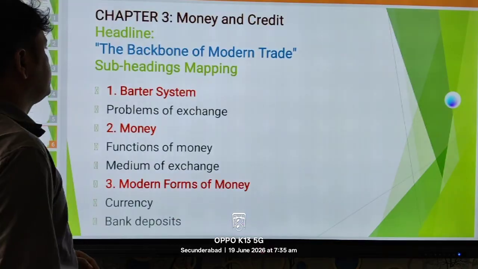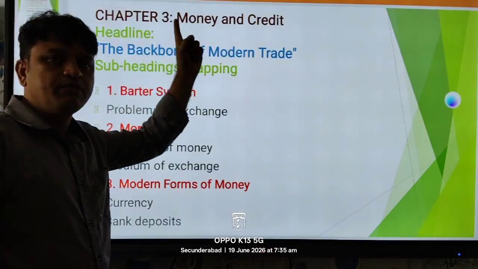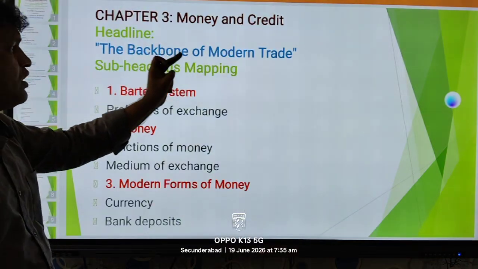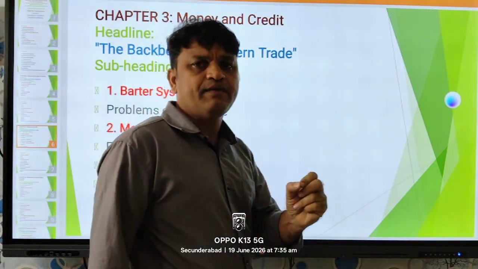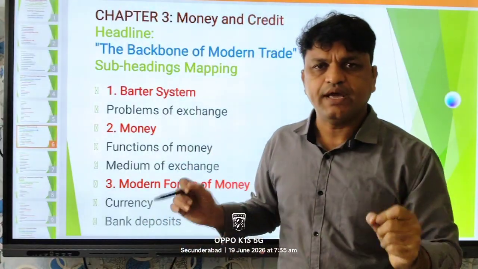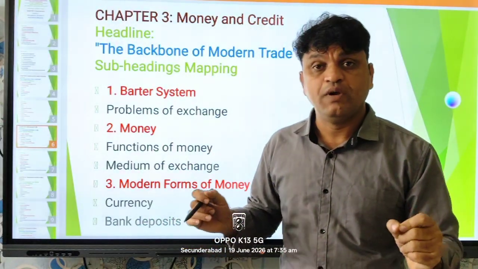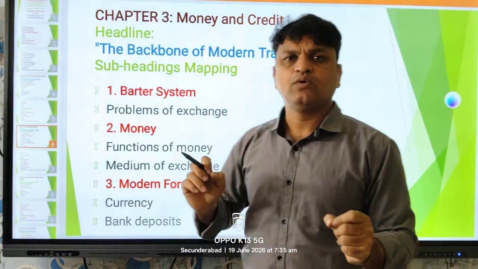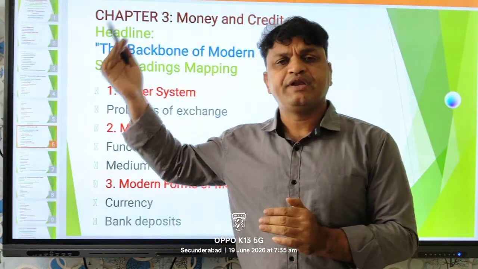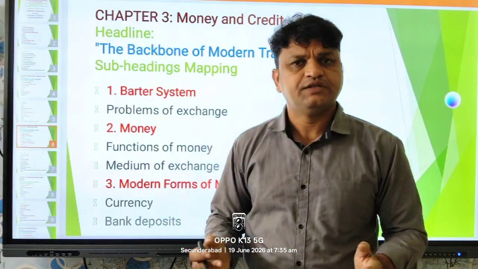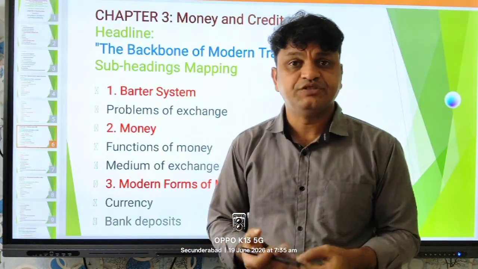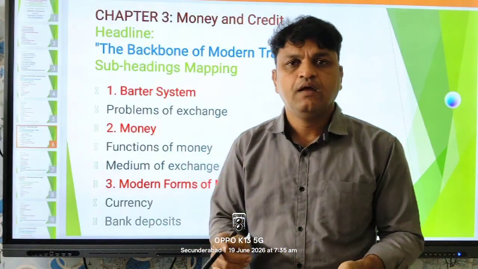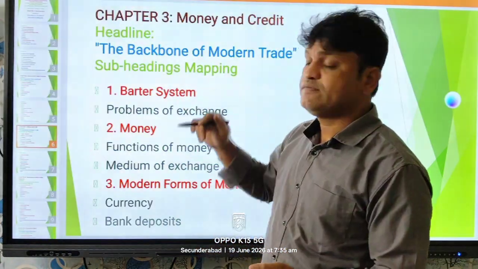And coming to the third chapter, it deals with money and credit. So what is the major heading here? The backbone of modern trade. So money plays a very important role in today's economy. We are living in the globalization world, the global world. In the global world, money plays a very important role. Money is moving from here to America, America to here with technology. With PhonePe, GPay, you are transferring money from here to there within the span of 1 second. So how is it possible? Because of the globalization factor.